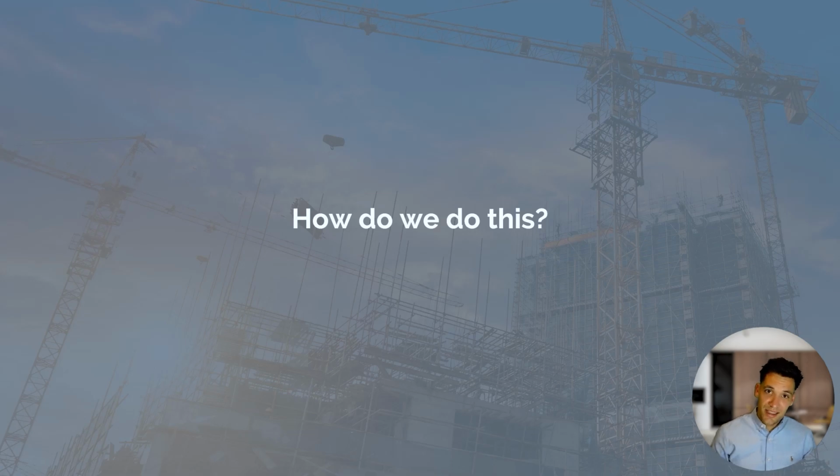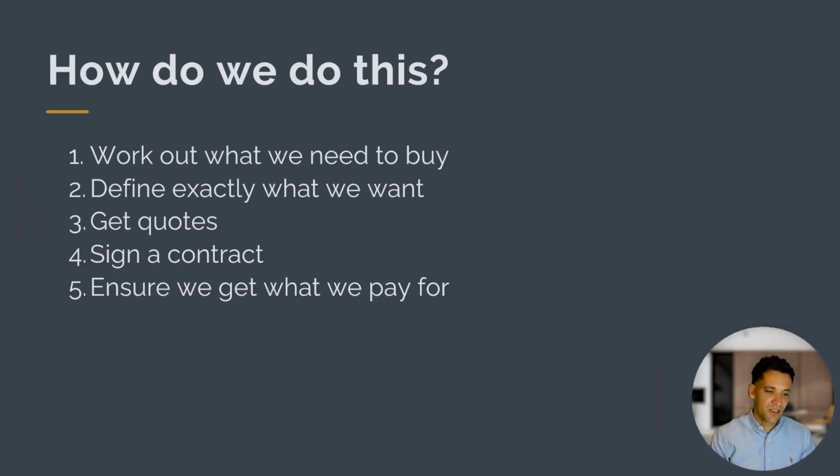So the next question is, how do we do this? There's 5 simple steps to this process. We need to work out what we need to buy, define exactly what we want. We need to get quotes for the package we've defined. We then need to negotiate and sign a contract and then ensure we get what we paid for.